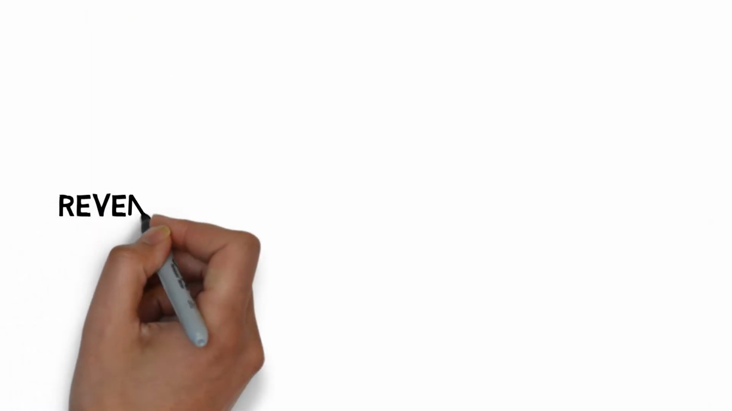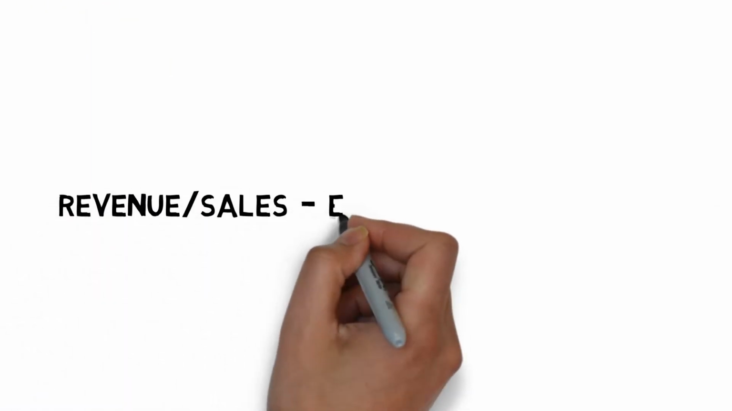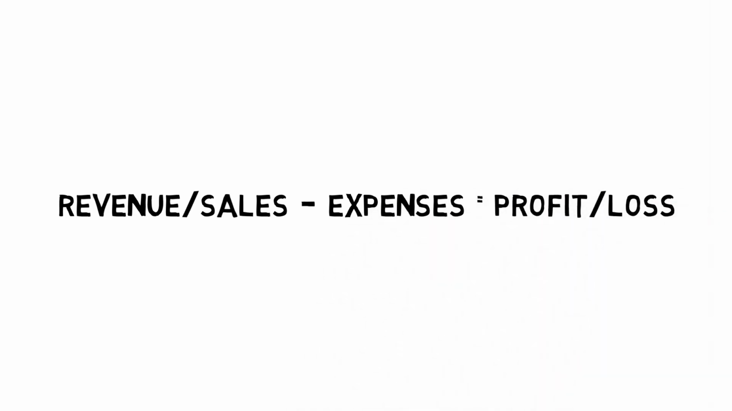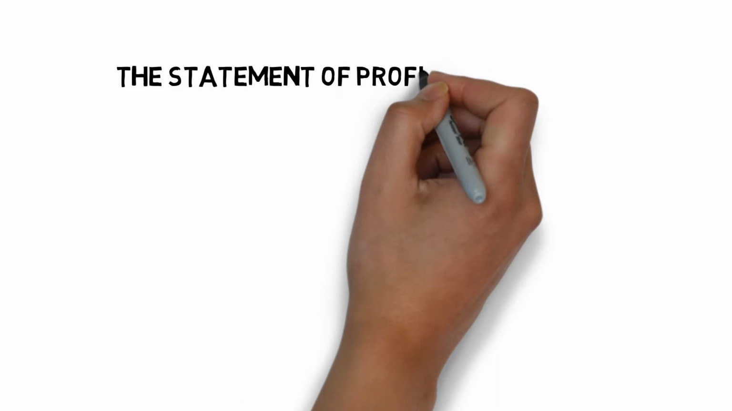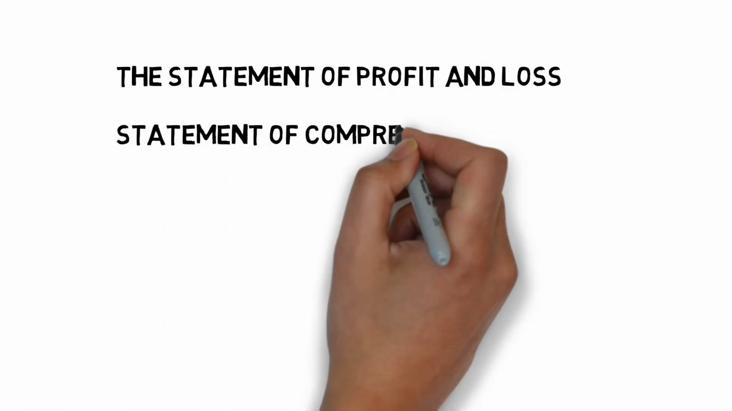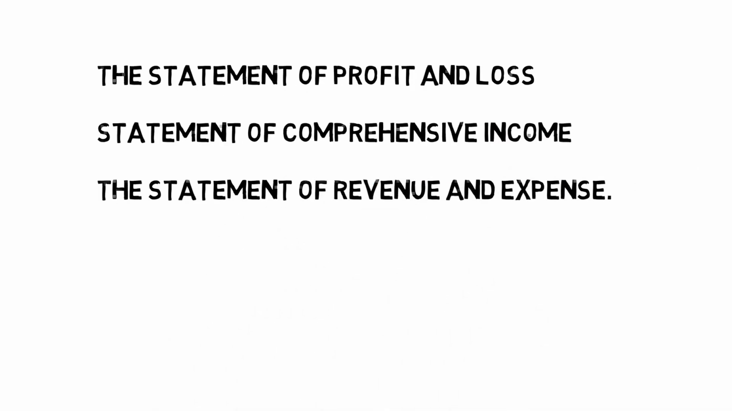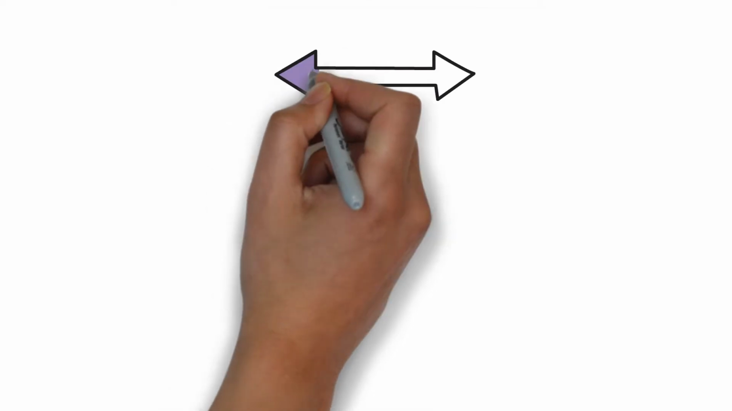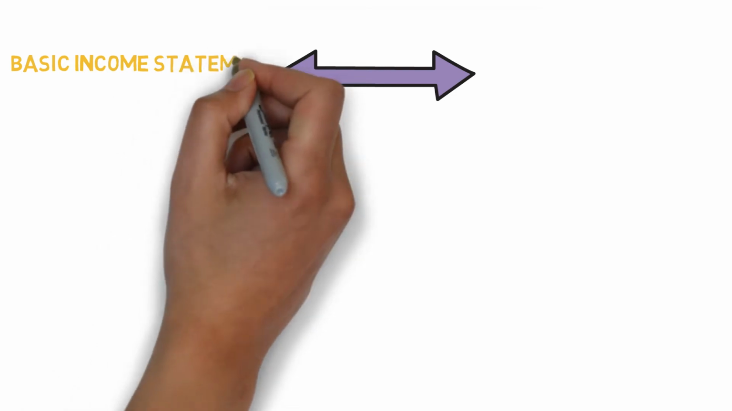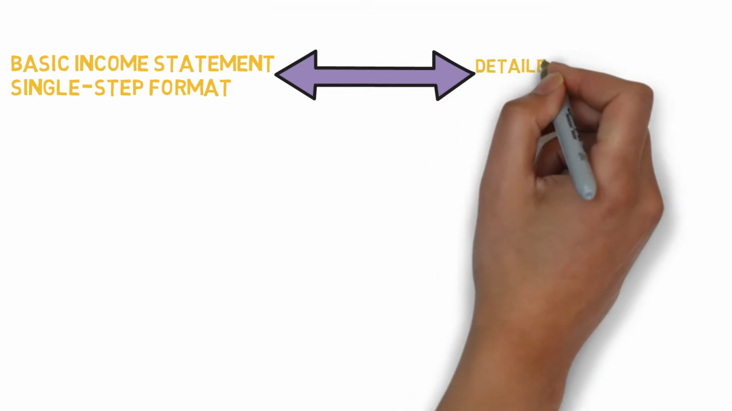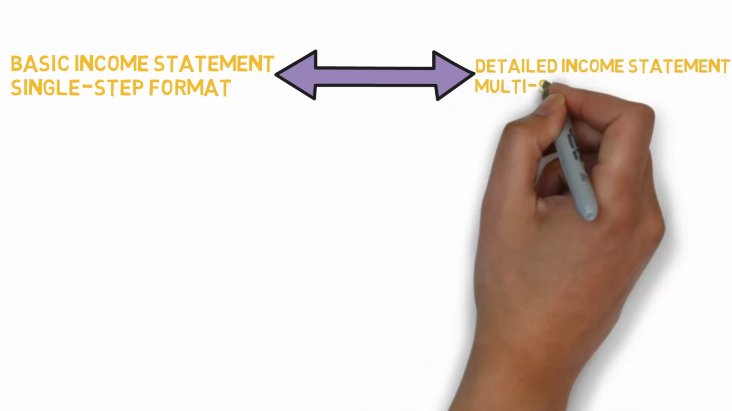The basic equation of an income statement is revenue or sales minus expenses, which will give us a profit or loss. It is also called the statement of profit and loss, or the statement of comprehensive income, or the statement of revenue and expenses. There are two ways for making an income statement. The first one is called the basic income statement, made by a single step format. And the second one is called a detailed income statement, made by a multi-step format.